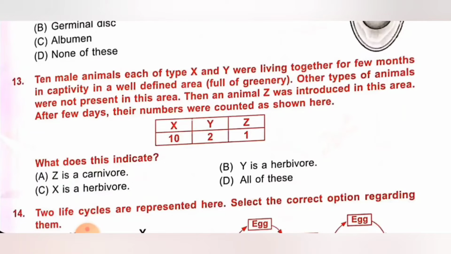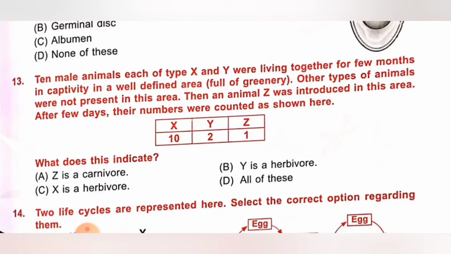X10, Y2, Z1. What does this indicate? Option A. Z is a carnivore. Option B. Y is a herbivore. Option C. X is a herbivore. Option D. All of these.